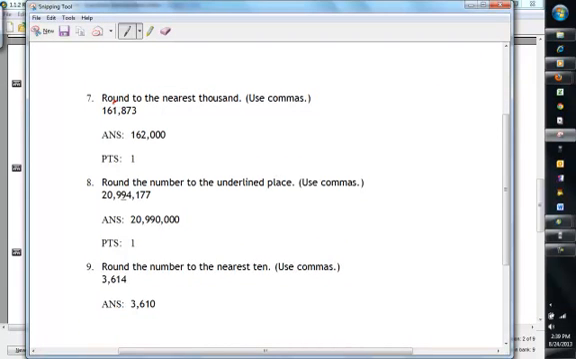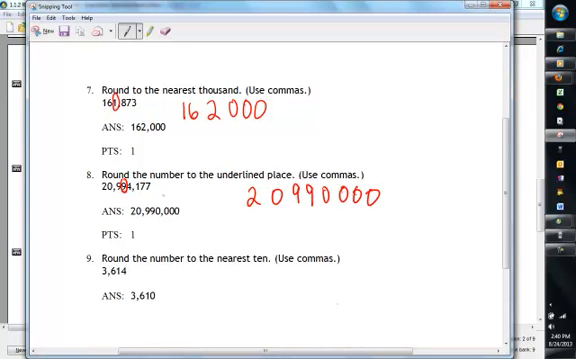Thousands is the first one of that section of 3. So change that to a 2. Write everything before it the same. Everything after it as zeros. The 9 is not followed by a number bigger than 5. So the 9 stays a 9. Everything in front of it write the same, everything after it write as zeros.